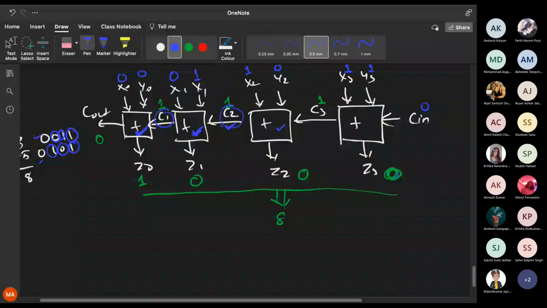Similarly, this adder can work when this carry is available, and this adder will work when this is available. This is already available. So this is the first adder which will work.